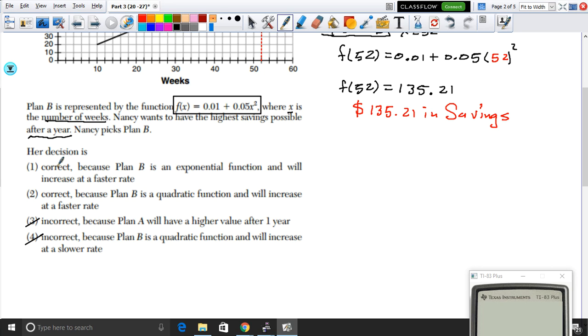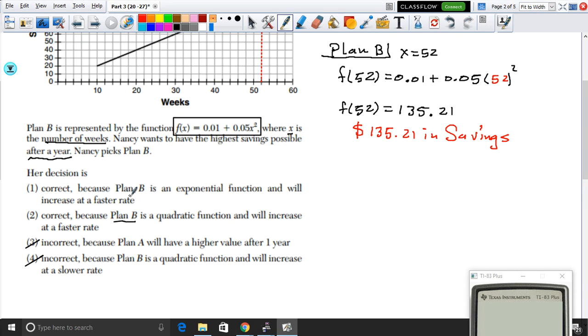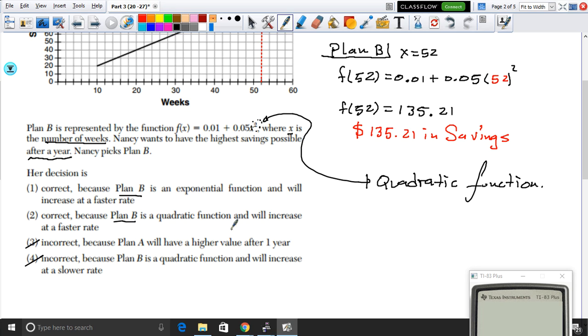Now let's look at the difference here. Option 1 says correct because plan B is an exponential function and will increase at a faster rate. Option 2 says correct because plan B is a quadratic function and will increase at a faster rate. Now, plan B is given by the function here, and notice that this function is an example of a quadratic equation. The reason is because we have a second exponent here. Because the highest exponent is 2, this is a quadratic function. So that pretty much narrows it down. Yes, it is correct. She uses plan B because it is a quadratic function and will increase at a faster rate. We know it's a quadratic function because of the second exponent here.